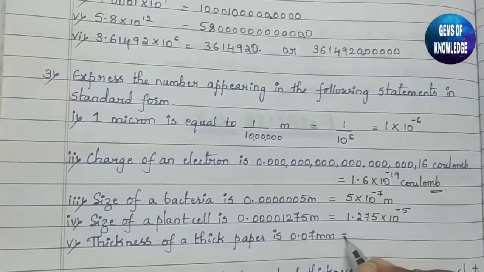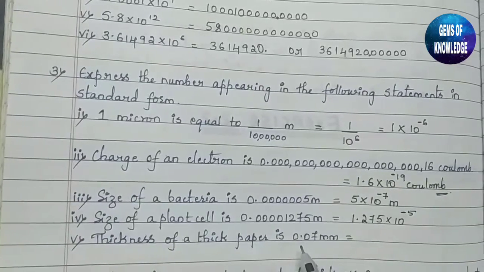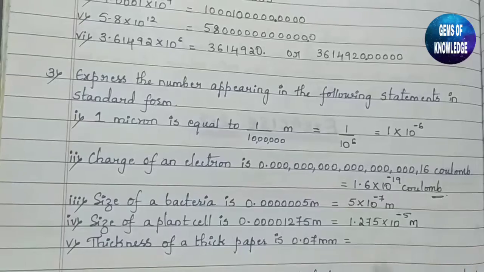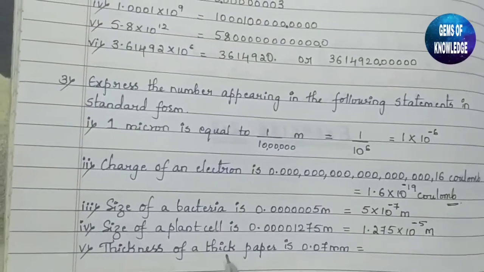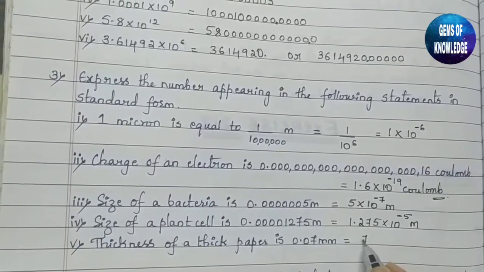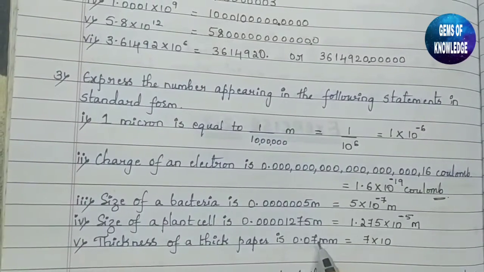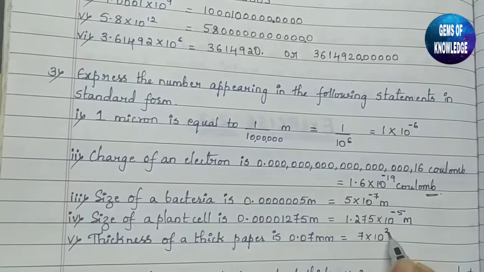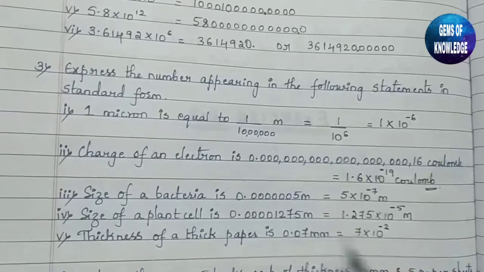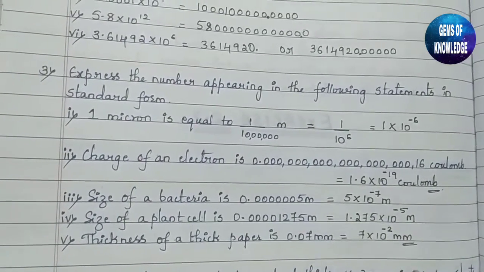Next, here the thickness of the thick paper is 0.07 mm is given. Sorry, here I forgot to write the meter. Okay, next, thickness of the thick paper is 0.7 mm is given. So let me write 7 into 10 to the power of, if you move this point here, it will become 10 to the power of 2 and minus, since this is moved to the right side, it will become minus. mm will be as it is.